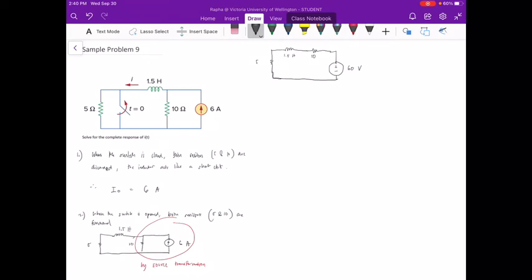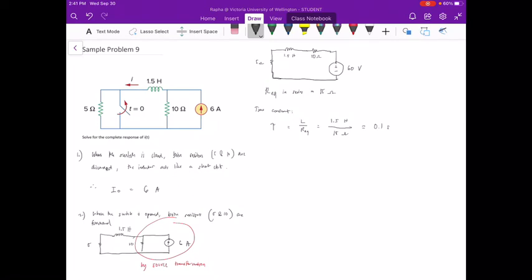So since the 5 ohm and 10 ohm resistors are in series, we can add them in series. And that our Req in series is equal to 15 ohms. Now our time constant tau is equal to L over Req. We have 1.5 henries over 15 ohms resistor. Then that is equal to 0.1 seconds.